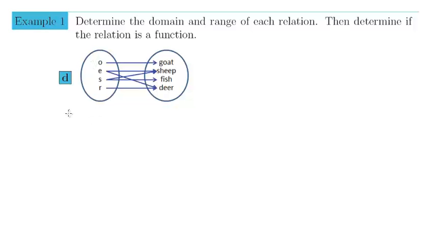We have the elements of the domain, and let's identify those first. The domain is the set of inputs or x values, the first coordinates. In this example, our inputs are simply these letters, O, E, S, and R. Our range consists of the outputs, the second coordinates, the y values if you like. In our problem, our outputs in this relation consist of the objects, the animals, goat, sheep, fish, and deer.